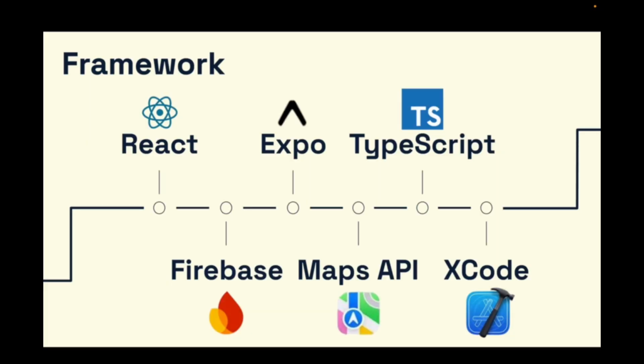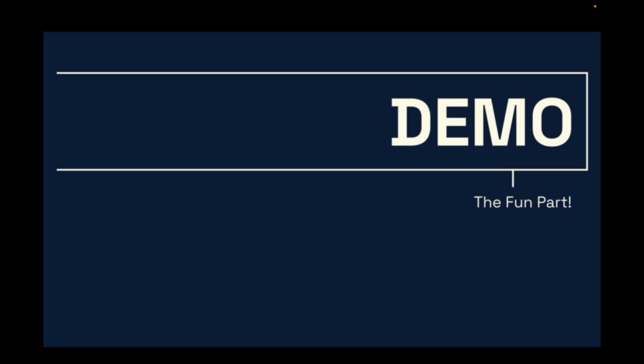To bring Time Trail to life, we use these frameworks. First, React and Expo for a seamless, cross-platform user interface. Firebase for real-time data storage and user auth. The Apple Maps API to enable accurate location tracking and visual mapping, and also Xcode and TypeScript. Now, let's dive into the demo and show you exactly how Time Trail works.